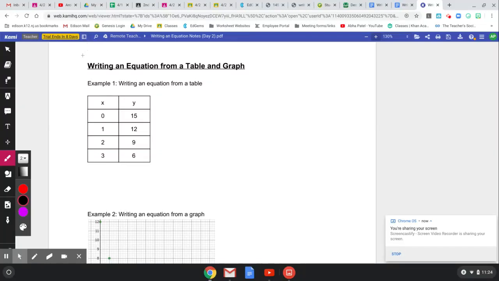Okay, class, so I'm going to create two videos, one on example 1, writing equation from a table, and another one on writing equation from a graph. So the main thing you have to understand here is utilizing the equation y equals b plus mx. Your main objective when you're trying to write an equation is to find the value of b and find the value of m.